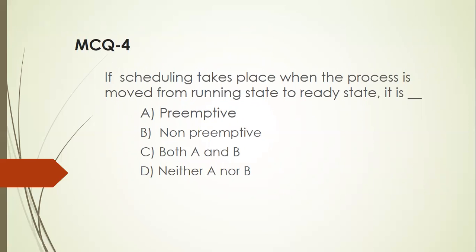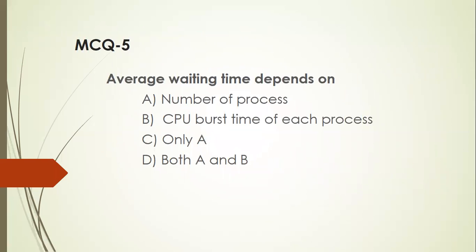If scheduling takes place when a process is moved from running state to ready state, this happens during an interruption. A high priority job tries to interrupt a low priority job. It is said to be preemptive. The correct answer is A. The last question: average waiting time depends on how many processes are in the ready queue, the CPU burst time of each process, only A, or both A and B. It depends on the number of processes as well as the CPU burst time requirement of every process. The correct answer is both A and B.